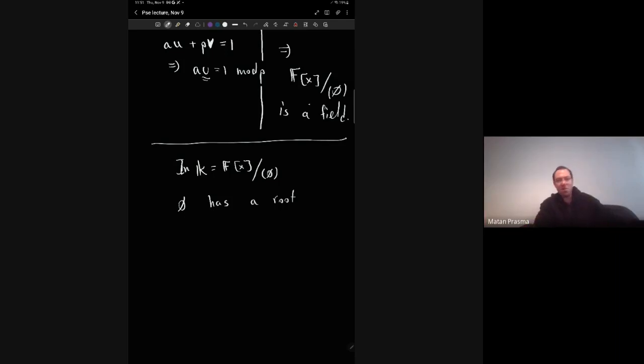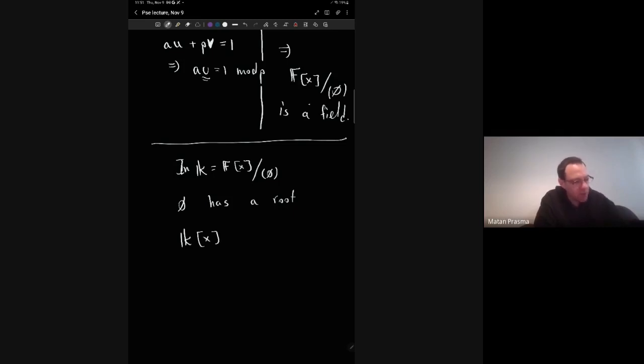Okay, so yeah, I see now a question in the comments about existence of splitting fields. So let me try to review this part. So I take K to be the field of F[x] modulo phi, right? We know that it is a field. And now I look at polynomials over K.